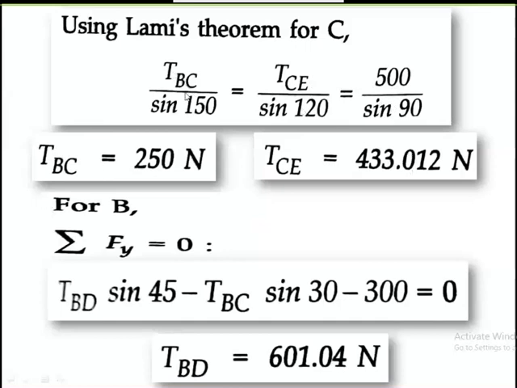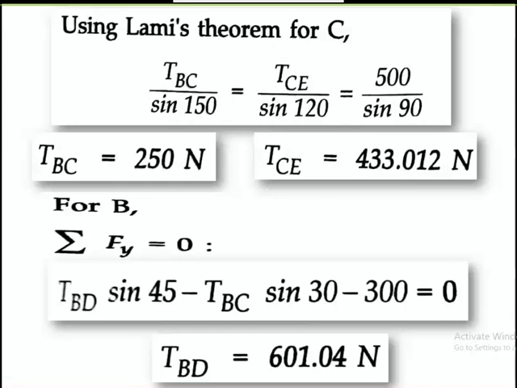TBC divided by sin 150 is equal to 500 divided by sin 90. You will get the value of TBC. TCE divided by sin 120 is equal to 500 divided by sin 90. You will get the value of TCE. So we are knowing the member forces at the joint, TBC and TCE, that is the tension in the strings BC and CE.